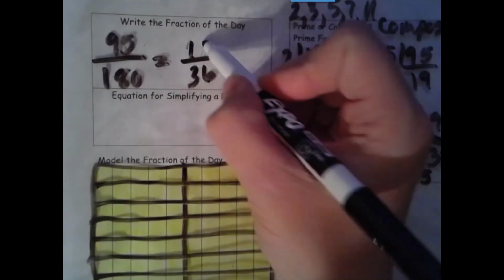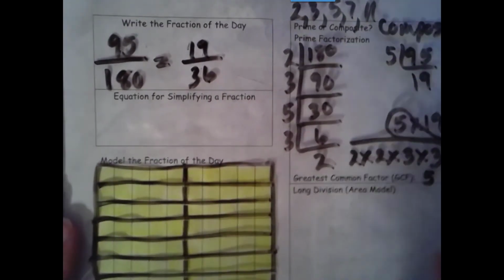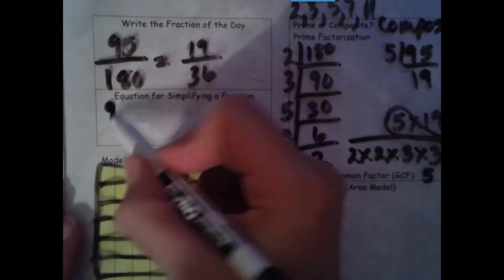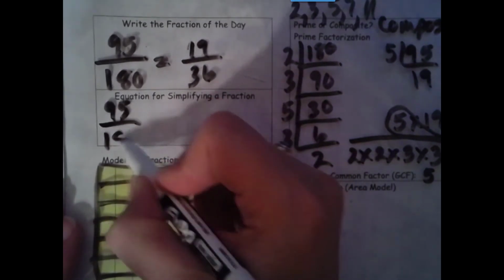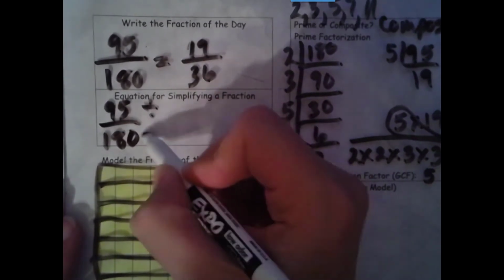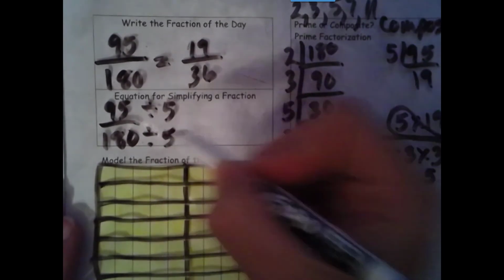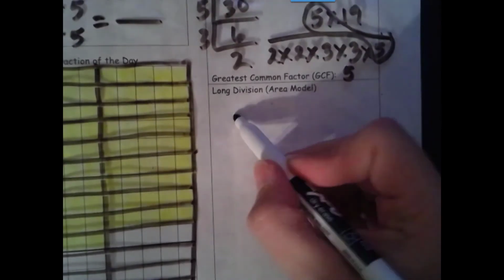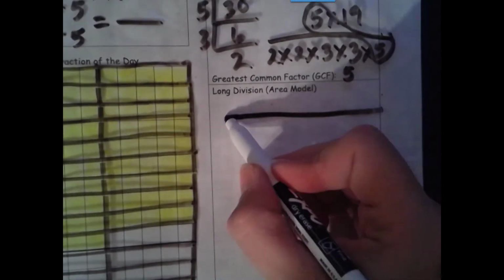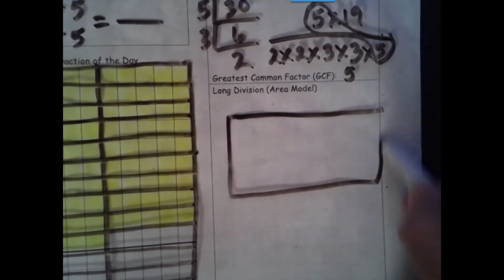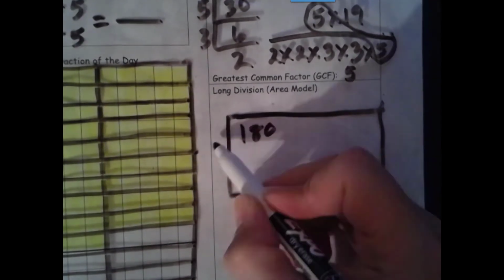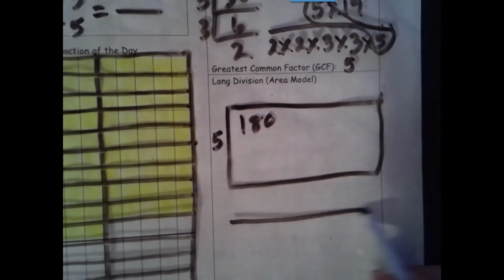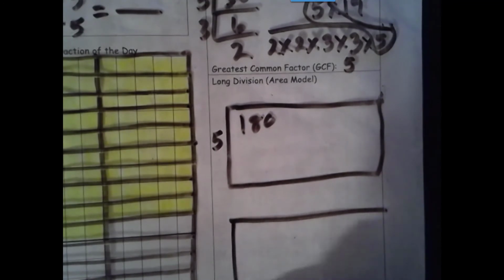So how many are shaded in? So we've done our division with our model. Let's go ahead and prove it with our algorithm. We can divide each one by our greatest common factor of 5. We're going to divide our denominator by groups of 5 and our numerator.